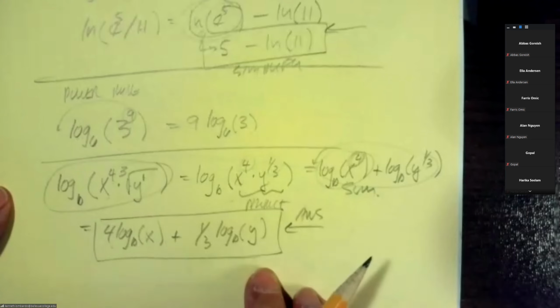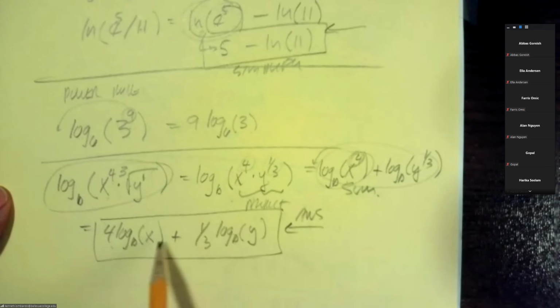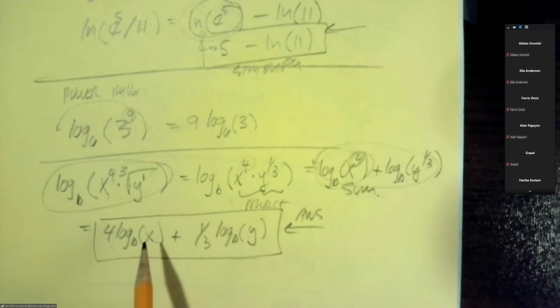And we're not going to take these into decimals because we don't have any values here. We're not operating on any particular values. We'll do that in some later problems.